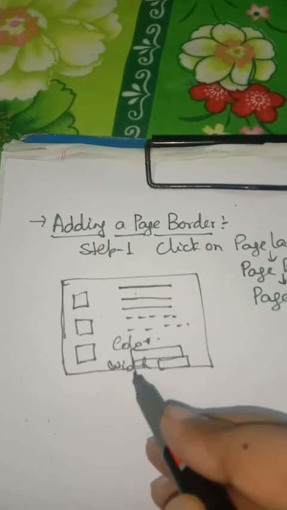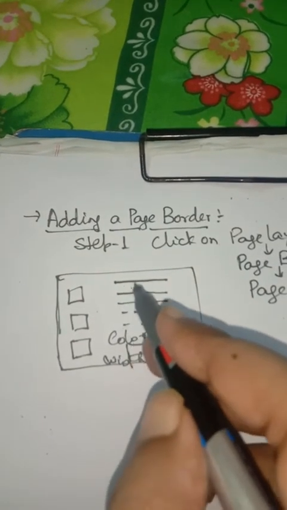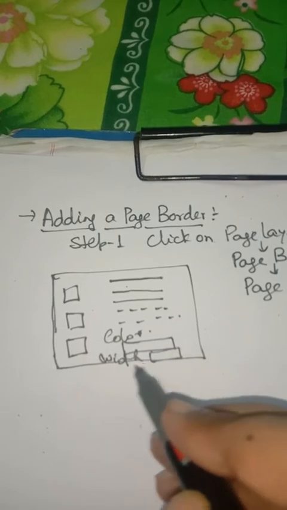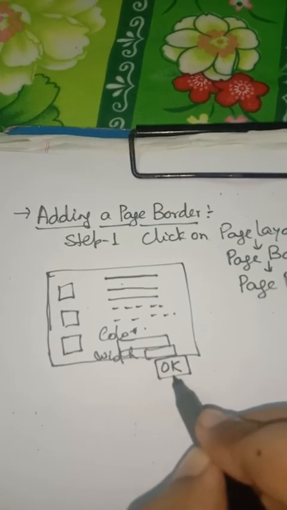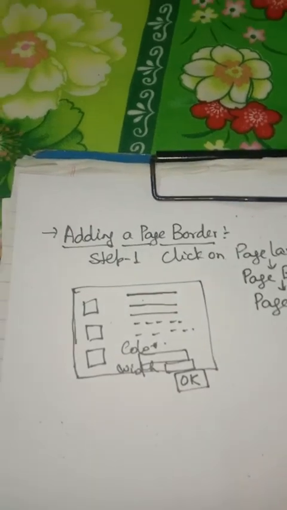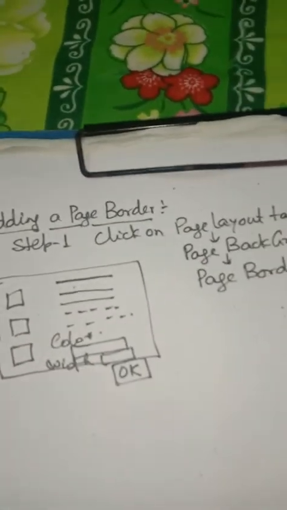And after selecting the border lines, the color of the border, and the width, we can press the OK button, and as soon as we press the OK button, that border will get applied in our document.